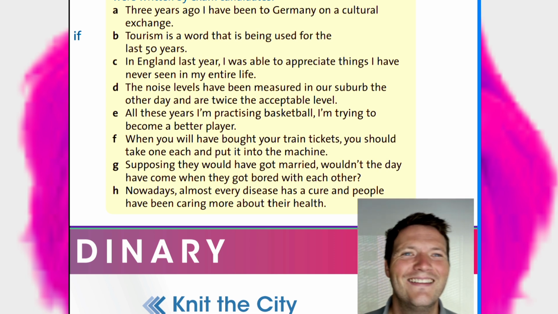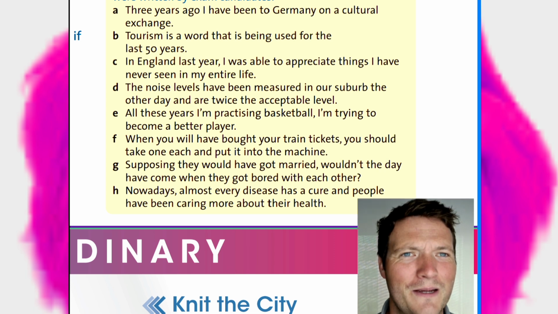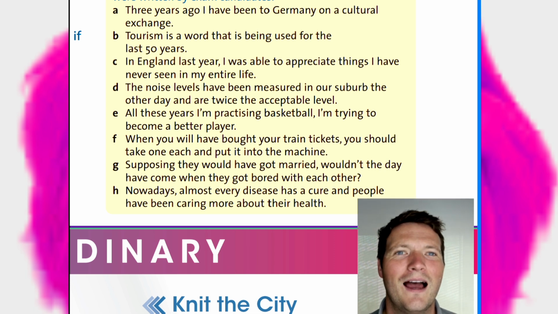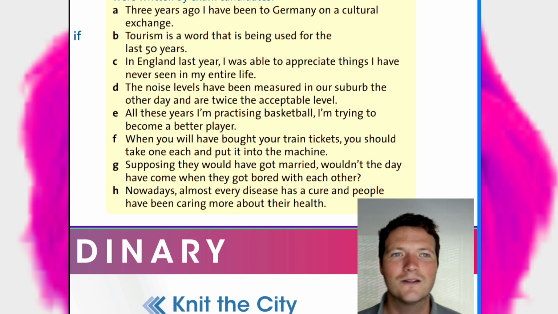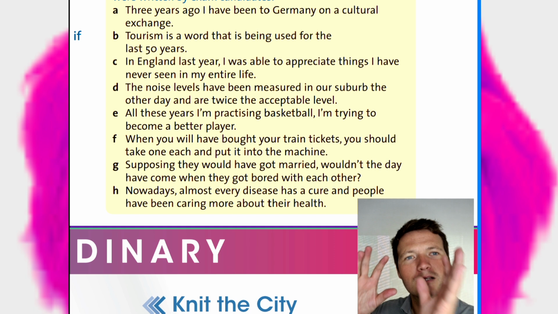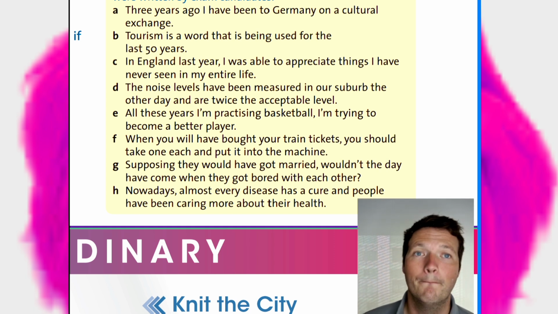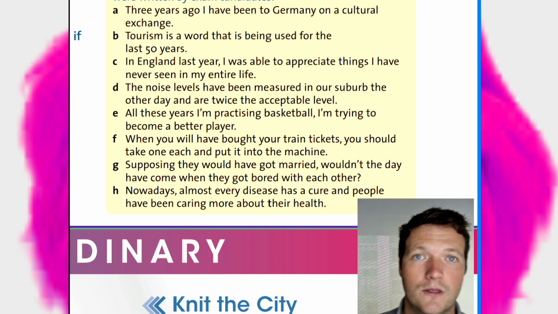What? The noise levels have been measured in our suburb the other day. Right, okay. And are twice the acceptable level. Okay, they have been the other day. No, the other day, that's when it happened. So the noise levels were measured in our suburb the other day.